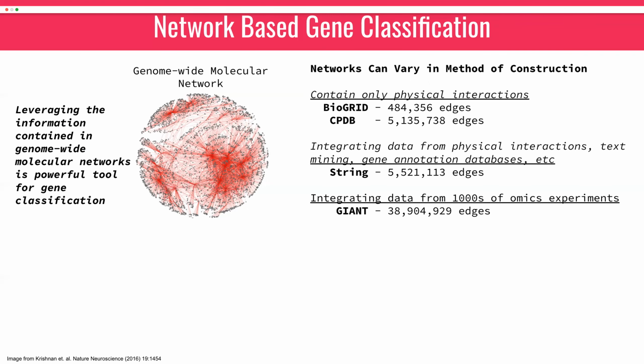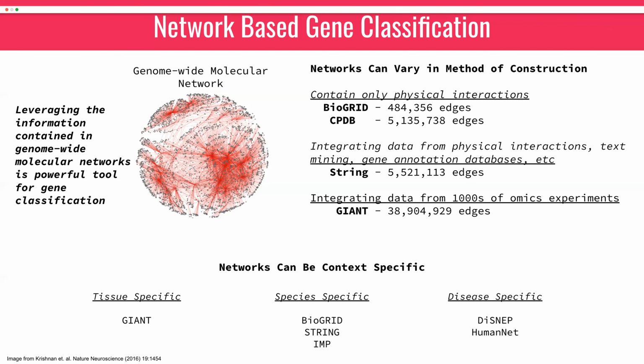And then there are other ones that integrate data from thousands and thousands of omics experiments, like the GIANT tissue-specific networks. So again, they can also be context specific. GIANT is a suite of networks that are specific to a given tissue. There's a handful of networks that cover a whole bunch of different species, like BioGRID, STRING, and IMP. And some are disease specific, like HumanNet and DisNet.